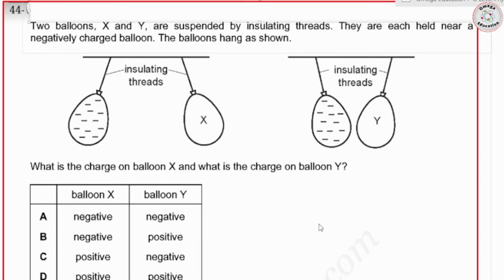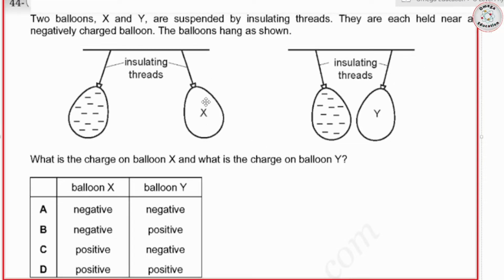Here we have two balloons X and Y suspended by insulating threads. They are each held near a negatively charged balloon. The balloons hang as shown below. Let me just grab my pointer here. Okay, then we can see there was a negatively charged balloon, and we are hanging another balloon X in front of that balloon, and also in the second case, in front of the negatively charged balloon, we are hanging the balloon Y. What is the charge on balloon X and what is the charge on balloon Y?